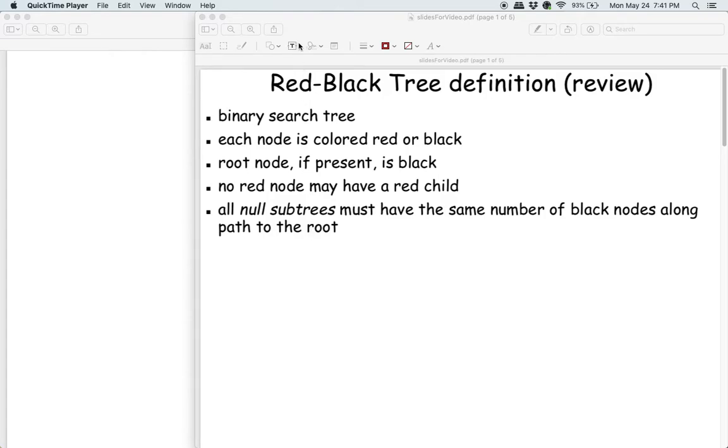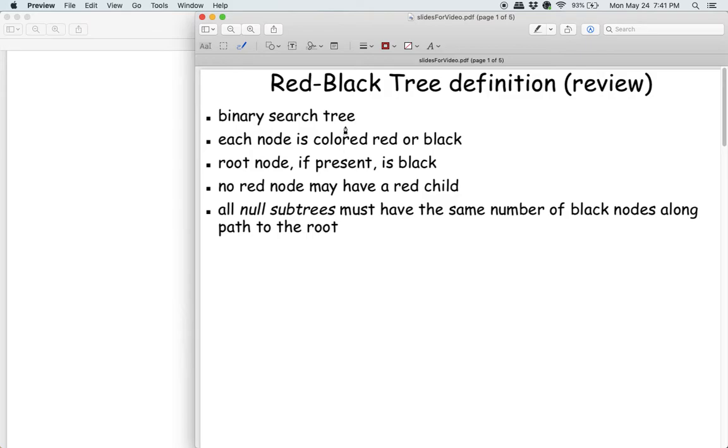Okay, let's review the red-black tree definition. A red-black tree is a binary search tree, which means that every node in the tree has a left and a right subnode. It could be null or empty. Also, all the elements in the left subtree are less than the root of the subtree we're looking at, and all the elements to the right are greater, and that applies recursively.